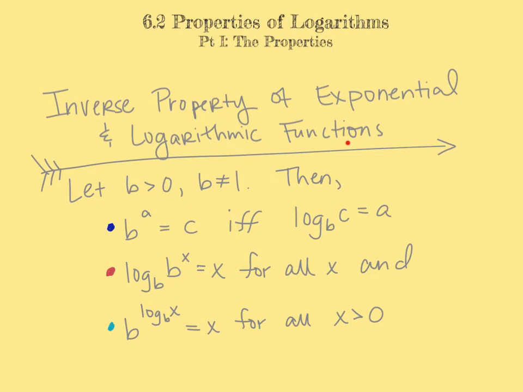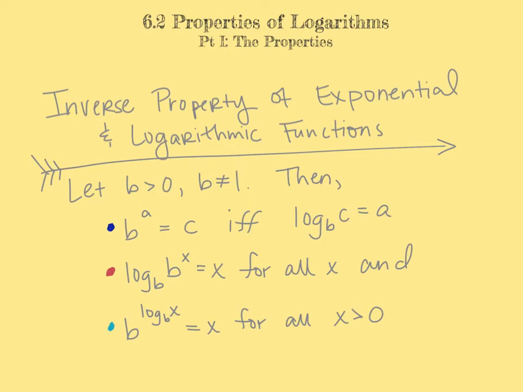exponential and logarithmic functions. We've already discussed that exponential and logarithmic functions are inverses of one another. So we need to let b be greater than 0, and of course it cannot equal 1, that's our base. Then we know that b to the a equals c, if and only if log base b of c equals a. This first part is simply going from exponential form to logarithmic form, something that we've already discussed and work with.